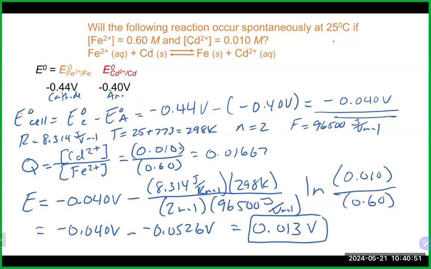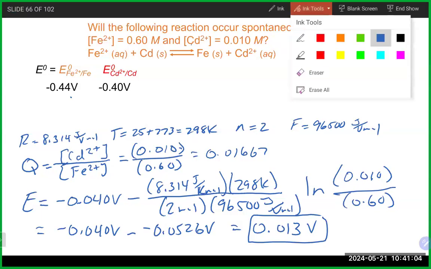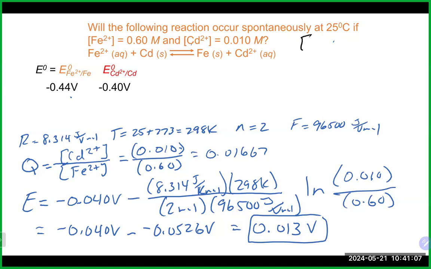So if we use a little bit of room here too, let's just say if we did it the other way around and made the cadmium concentration the 0.6 molar and the iron the 0.01 molar. Really, the only thing that's going to change here is these two are going to basically swap places, and that would get us here.